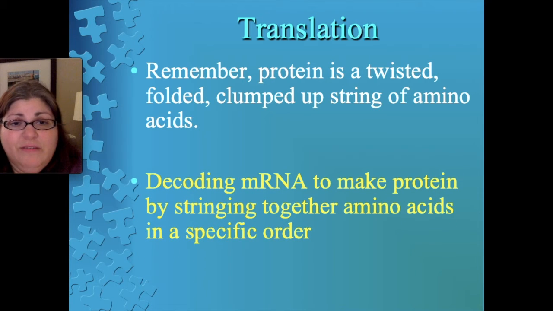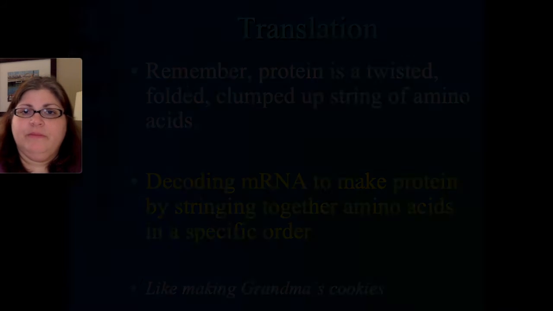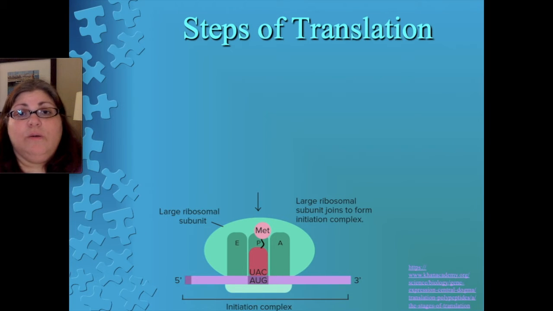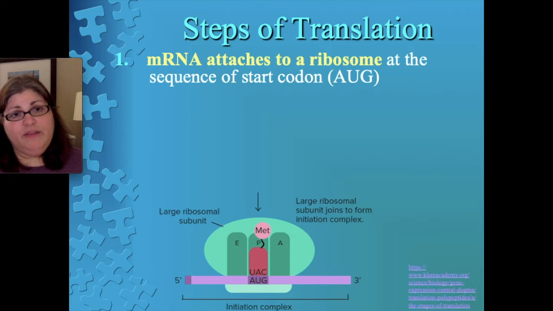So the process of translation is decoding the mRNA to string together the amino acids in a specific order. This would be like actually making the recipe. So in other words, turning our genetic code into a functioning protein. So just like everything else we do, we can simplify this as much as possible, but in reality, it's always a little bit more complicated than we let on. Our first step is when the copy that we've made in transcription, the mRNA, finds the kitchen. In other words, the mRNA attaches to a ribosome.